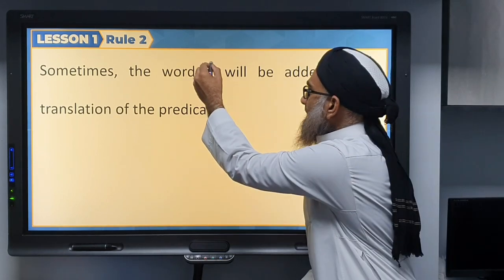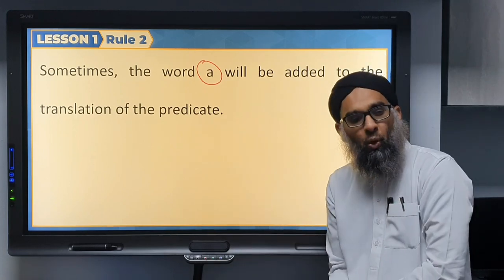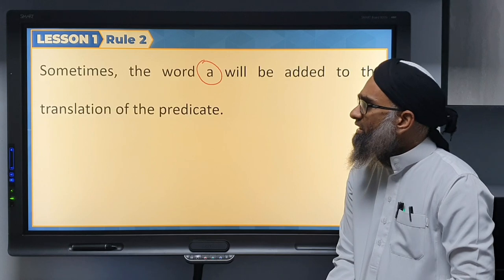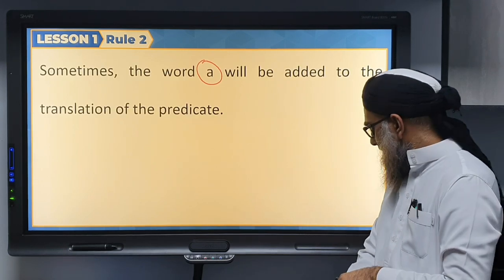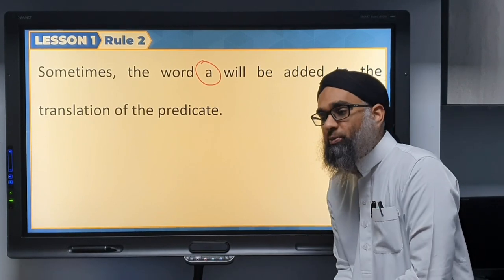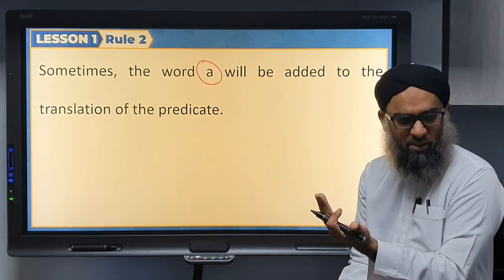Now one other rule is the word a. Sometimes you have to add the word a. In Urdu, you don't usually have the particles. You don't have the word a, you don't have the word the. These things are not found in the Urdu language. You understand from the context. It seems really strange to us, but when you get used to Urdu, it's like, okay, that's how they speak.